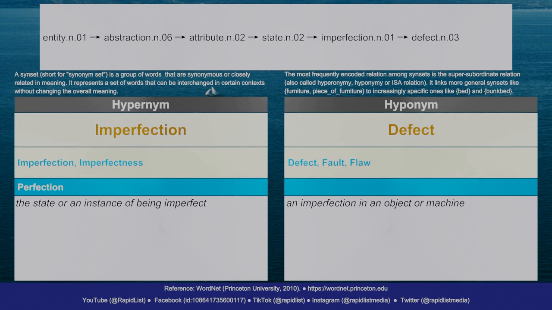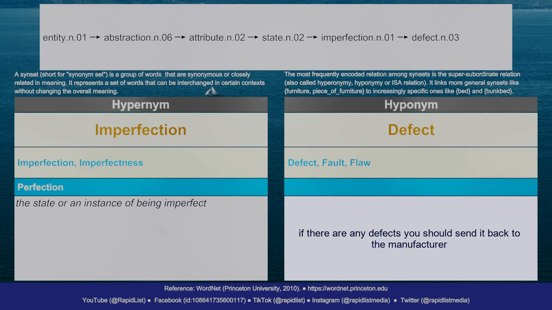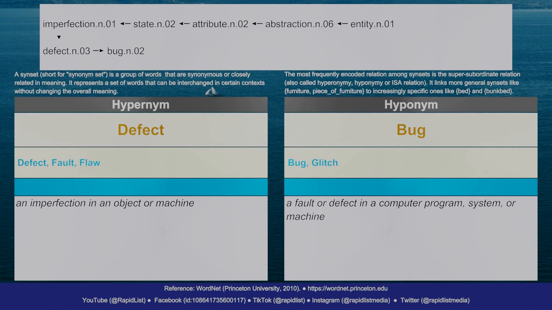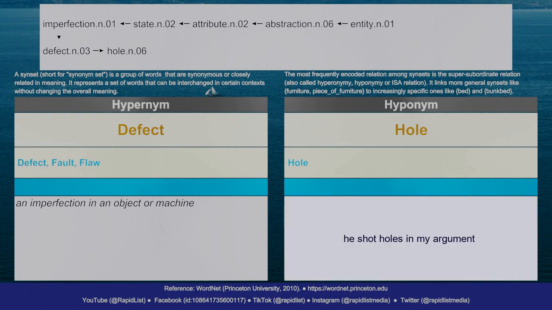Defect. An imperfection in an object or machine. If there were any defects, you should send it back to the manufacturer. Blister. A flaw on a surface resulting when an applied substance does not adhere, as an air bubble in a coat of paint. Bug. A fault or defect in a computer program, system, or machine. Hole. A fault. He shot holes in my argument.